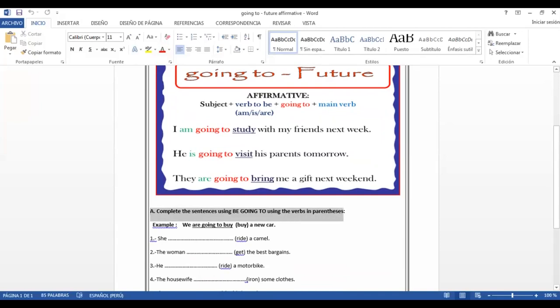Here you have. Complete the sentence you should be going to using the verbs in parentheses. Example. Example here you have. We are going to buy a new car. You're going to use this. In this case, for example, here, complete. In this case, you write is going to ride a camel.